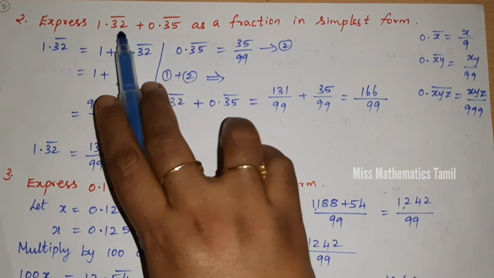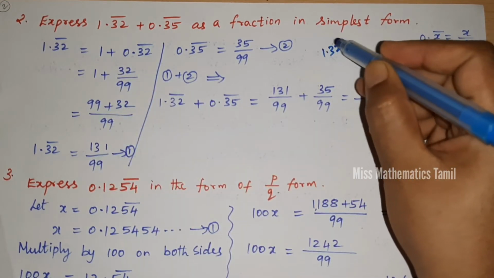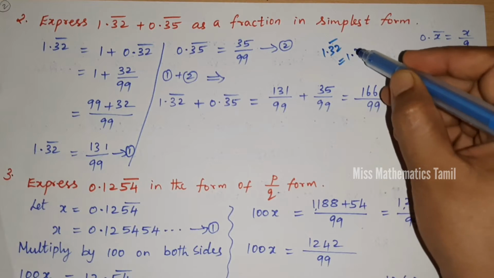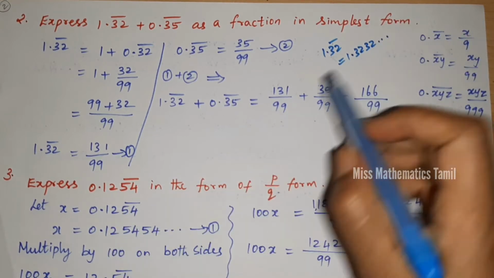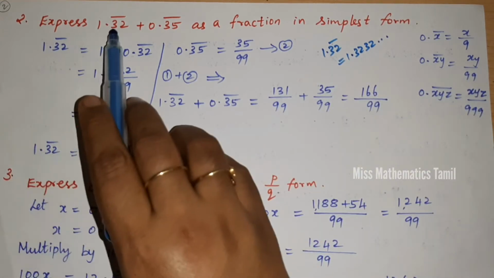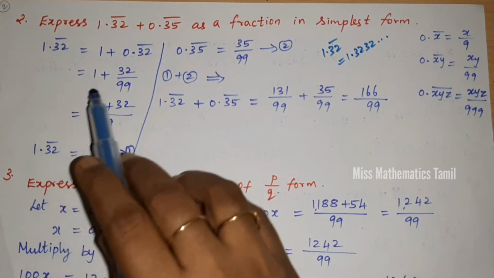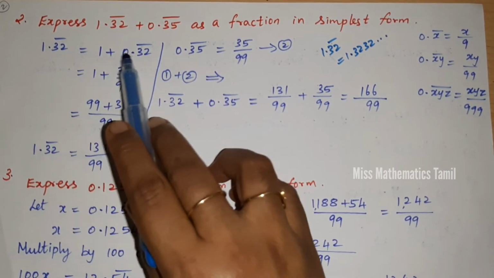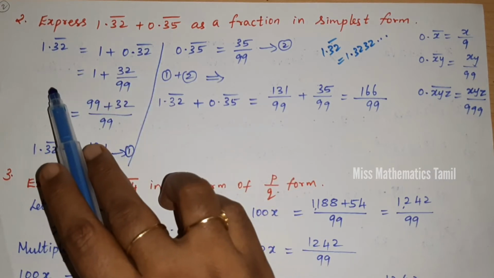323232, it is not terminating, right? So 1.32 bar is equal to 1.3232, again and again it's repeating. That's why we are using the bar sign here. So the first number I am taking is 1.32 bar. Here I am writing 1 plus 0.32 bar, splitting this decimal number.